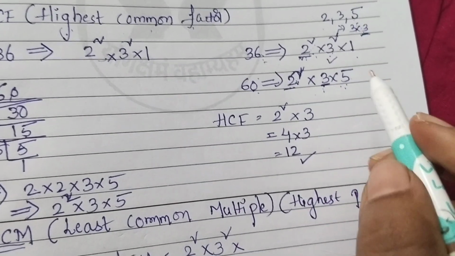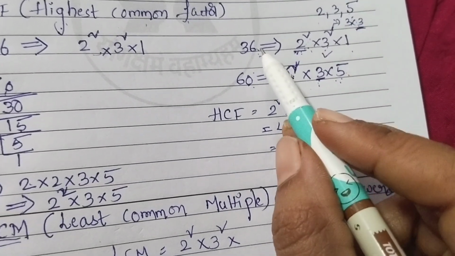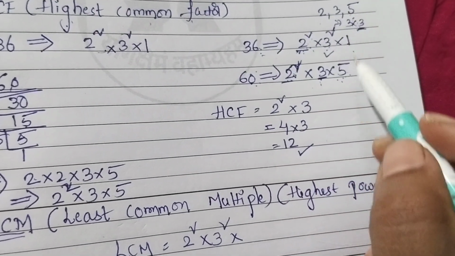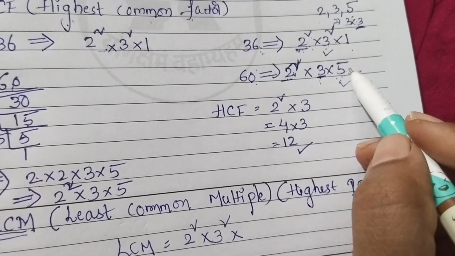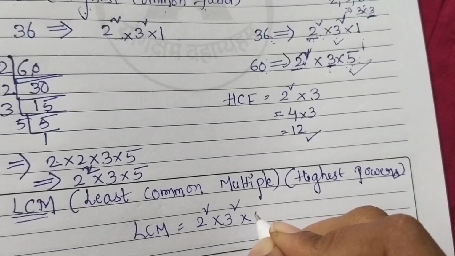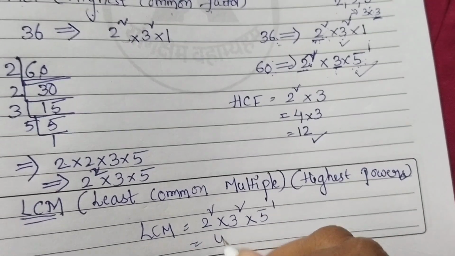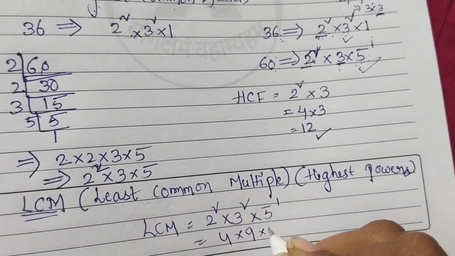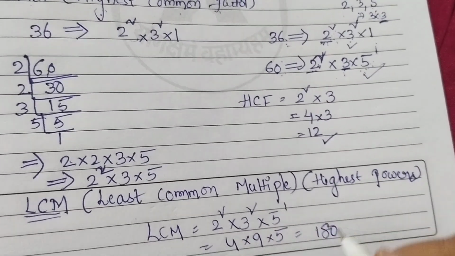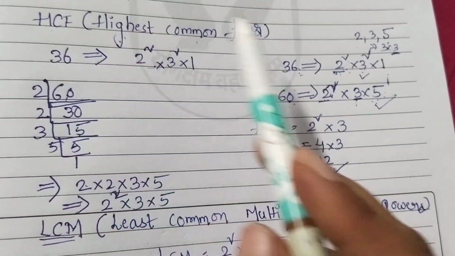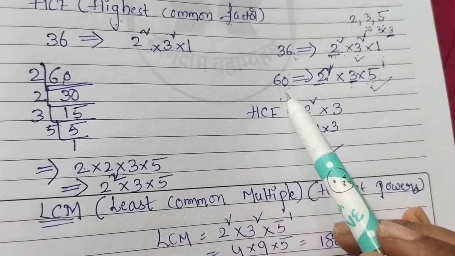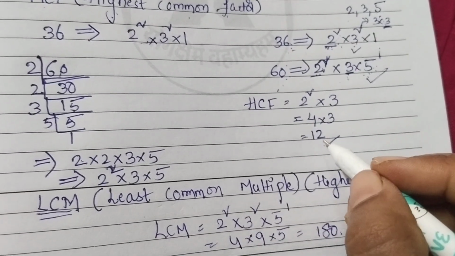See, in the LCM, we need not have a common factor in both the numbers. Just we have to take the prime numbers and the highest power of those prime numbers. This is the prime number, right? Highest power for 5 is only 5 power 1. So directly I am writing 5 power 1. 2 square is 4, into 9, into 5. Okay. 36 into 5, right? 180. So LCM of 36 and 60 is 180 and HCF of 36 and 60 is 12. Very simple.